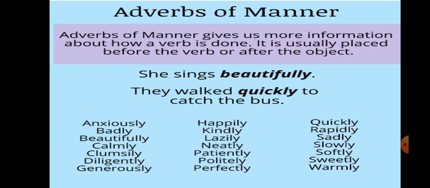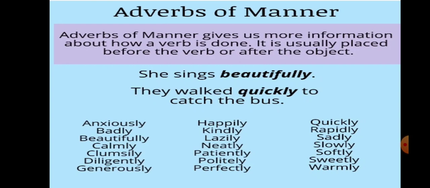Example, she sings beautifully. The word beautifully is an adverb of manner. It answers the question how she sings, how the action is done: beautifully. Next sentence, they walked quickly to catch the bus. The word quickly is an adverb of manner. It tells us how the action is done, how they walked. They walked quickly to catch the bus.